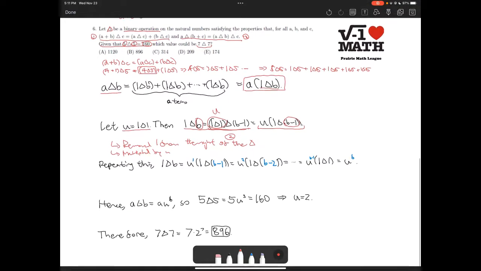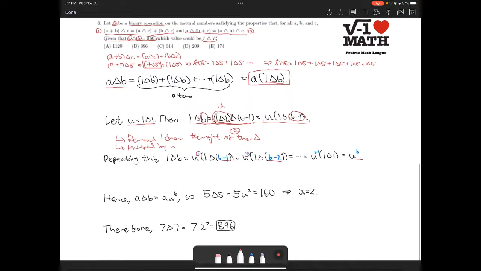And we can repeat these steps on 1 triangle b. We can keep multiplying by u and taking away from the right-hand side of the triangle, and eventually get this. Now, this isn't exactly a rigorous proof, but it's really easy to use induction to prove this, just by using the base case 1 triangle 1 and then going up to your desired 1 triangle b.